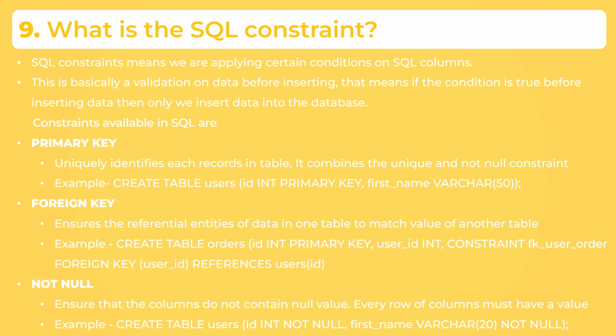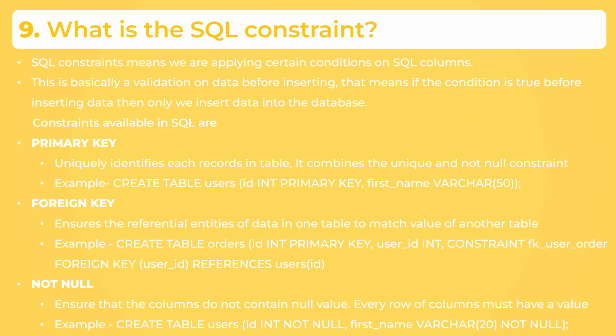First one is primary key. A primary key is basically used to uniquely identify each record in a table. It combines unique and not null constraints. Example: CREATE TABLE users (id INTEGER PRIMARY KEY, first_name VARCHAR(50)). So in that we are creating a users table with column id of type integer and applying primary key on that id column. So in the whole table, id is unique.